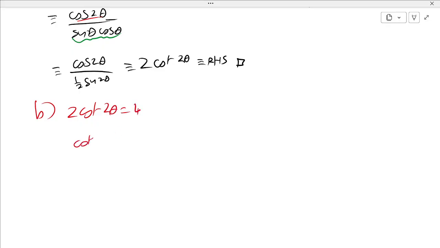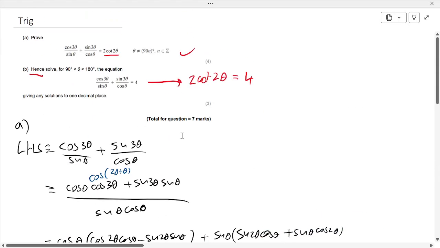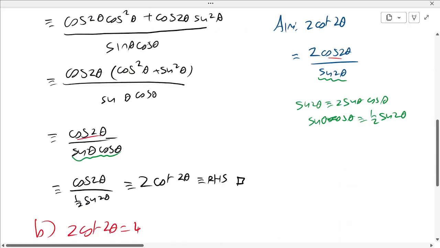Hopefully you can recognize this as just a standard trig equation. Cot is 1 over tan. And we get all our solutions. And make sure, however you get all your solutions, you're getting them all, right? I don't know exactly how you do that. Here we have theta being between 90 and 180.